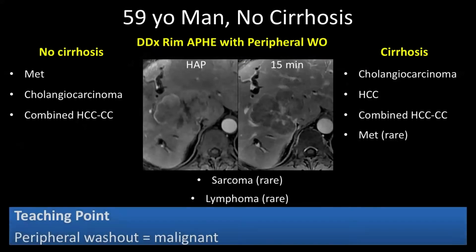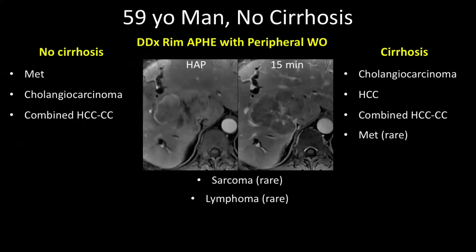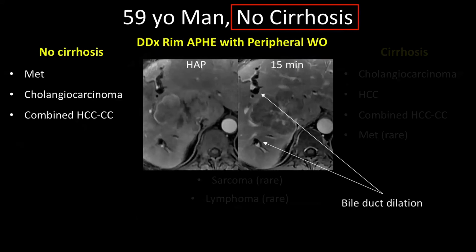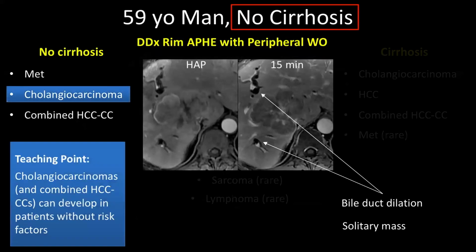So peripheral washout is malignant, period. There's no benign process that I know of that can cause this imaging appearance. What about this particular case? Well, this particular man has no cirrhosis, and if we look carefully, we see that this patient's mass is obstructing the bile ducts. So the single most likely cause of a malignant mass obstructing the bile ducts is going to be a cholangiocarcinoma, which is what this was in this particular case.